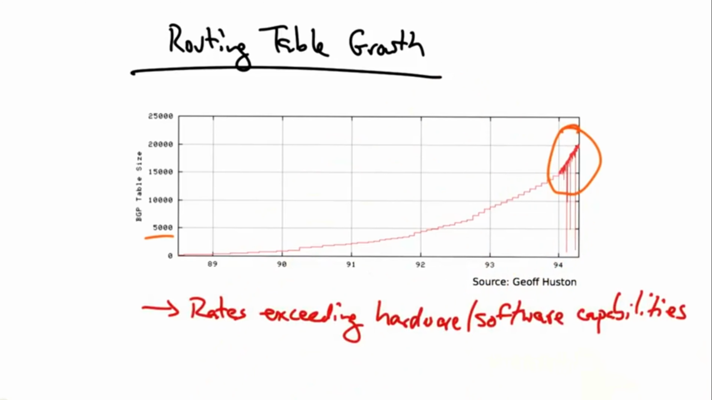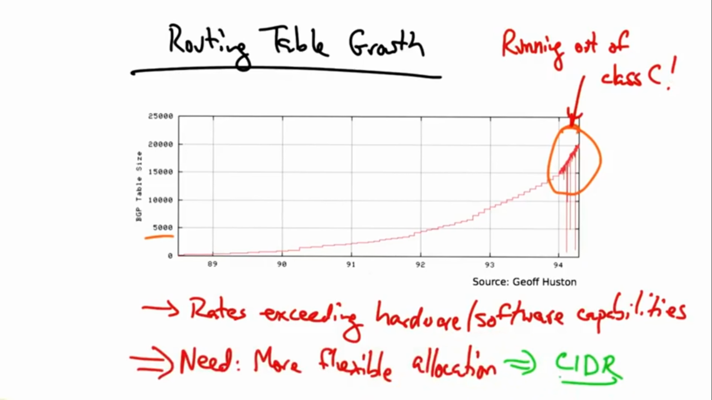In particular, the growth rates were exceeding the advances in hardware and software capabilities, and in particular, we began to run out of the Class C address allocation. There were far more networks that needed just a handful of IP addresses, such as a Class C address space could provide, and yet because only a certain range of the IP address space could be used for Class C addresses, we began to run out fairly quickly. So there began to be a need for more flexible allocation. The solution to this problem was something called classless interdomain routing, or CIDR, something that we'll cover in the next lesson.